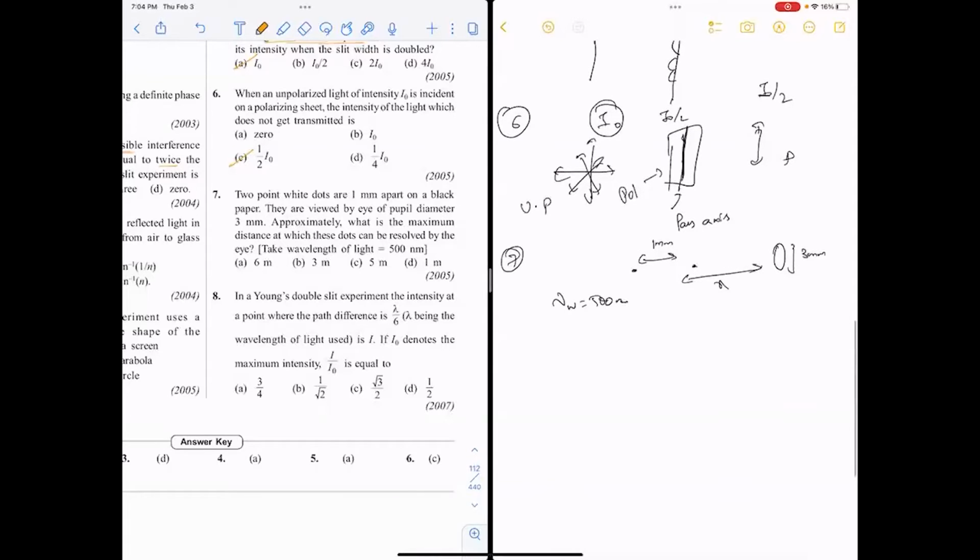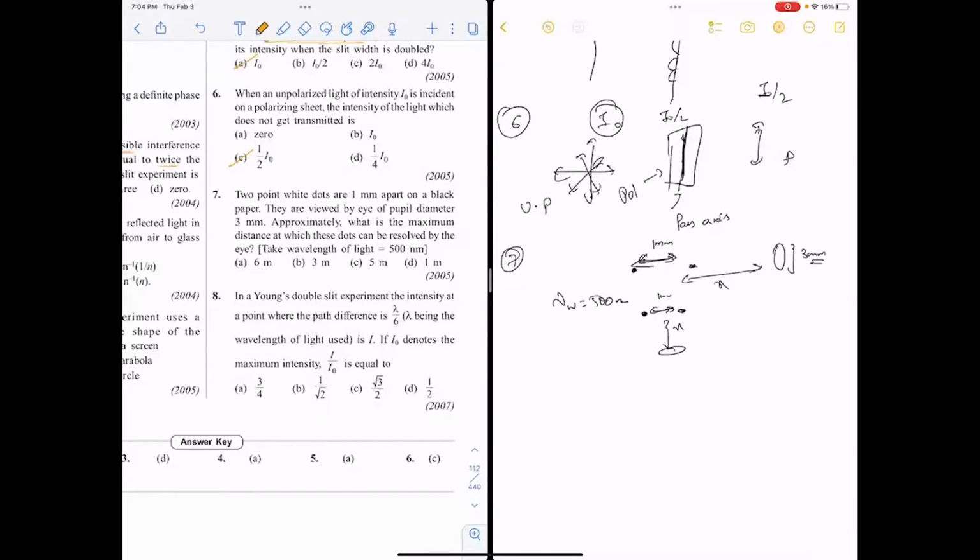Okay. Question number 7. There are 2 white dots. The distance between them is 1 mm. Pupil diameter is 3 mm. What is the maximum distance at which you can still say these are 2 white dots? You are somewhere here, the eye is here. So what is this x, so that you can still say there are 2 dots?